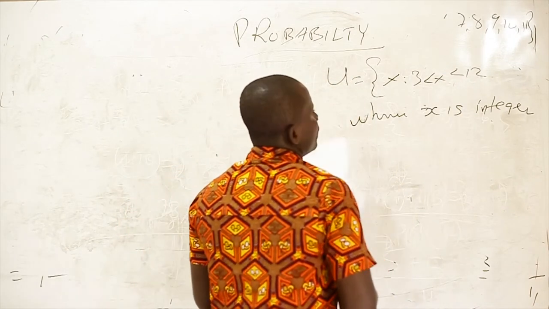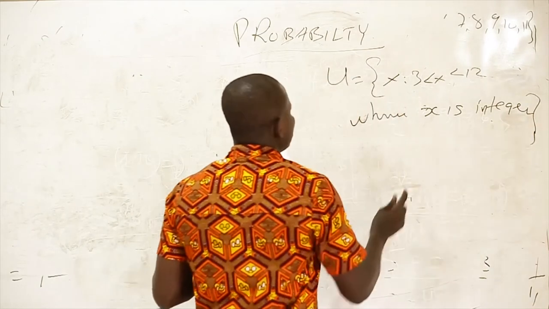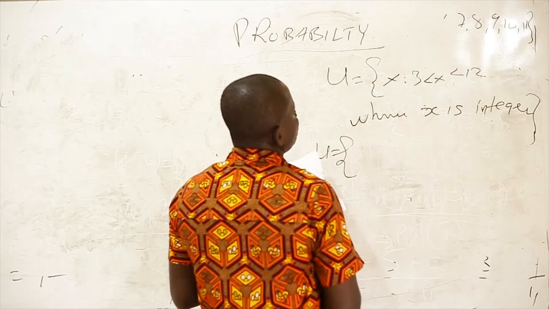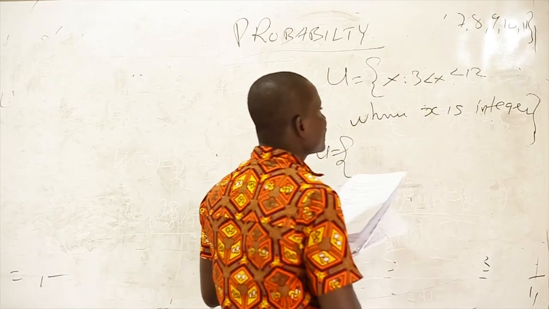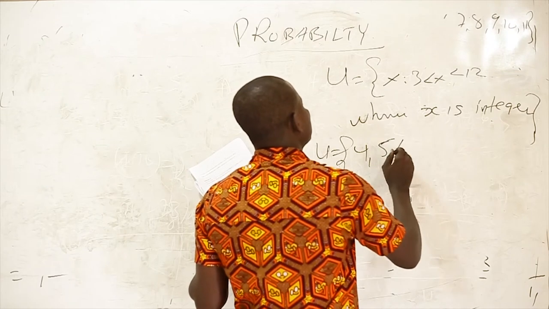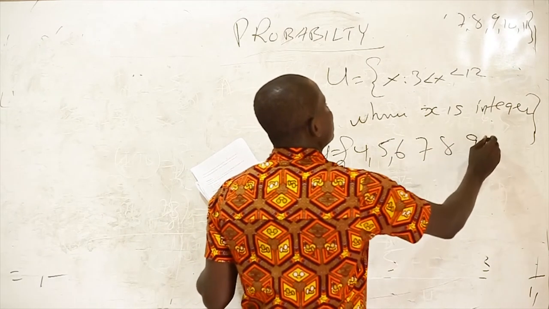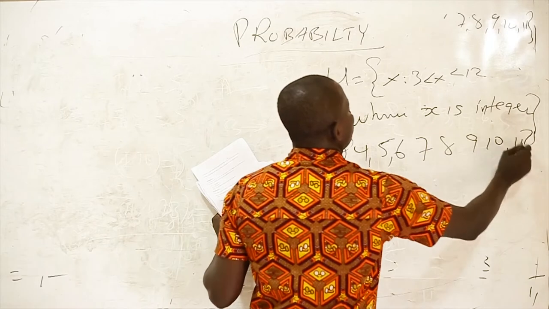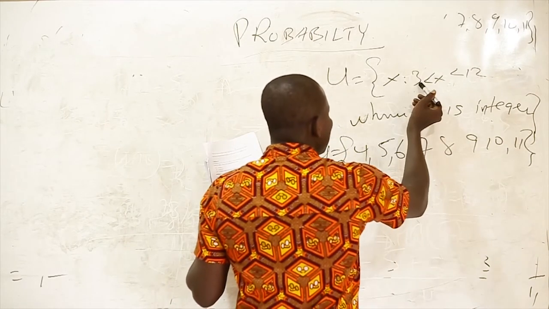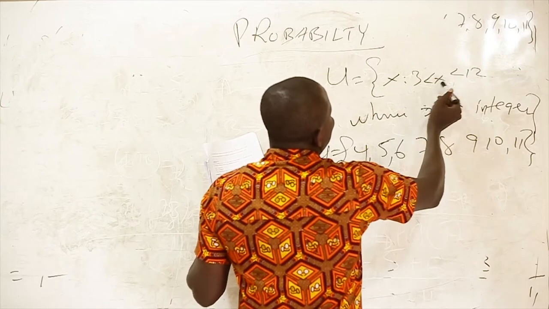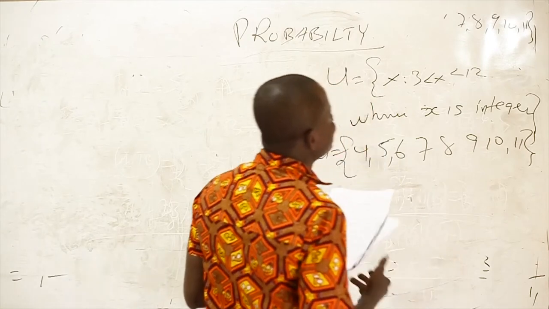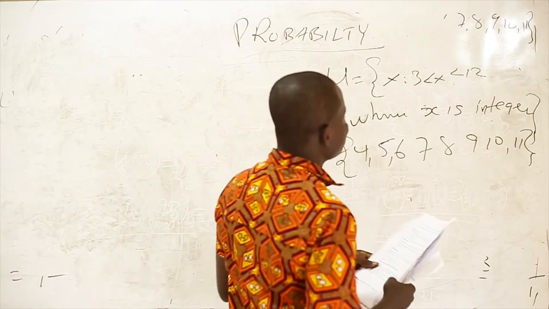It means here we have to redefine them or re-indicate the terms. This term, if you want to interpret it under linear inequalities, you are going to have 4, 5, 6, 7, 8, 9, 10, 11. Why is it 11? Because if there were an equal sign under this one, then 3 would have been included. And if there is an equal sign under this one, 12 would have been included. But as it stands now, this is how the definition is going to be.